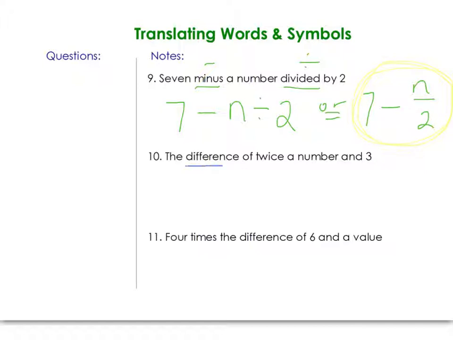Number 10, the difference, subtraction, of twice a number, so 2 times a number, and 3. So the difference of what? The difference of 2 times a number and 3. I'm subtracting twice a number and 3. There's going to be subtraction connecting those two.